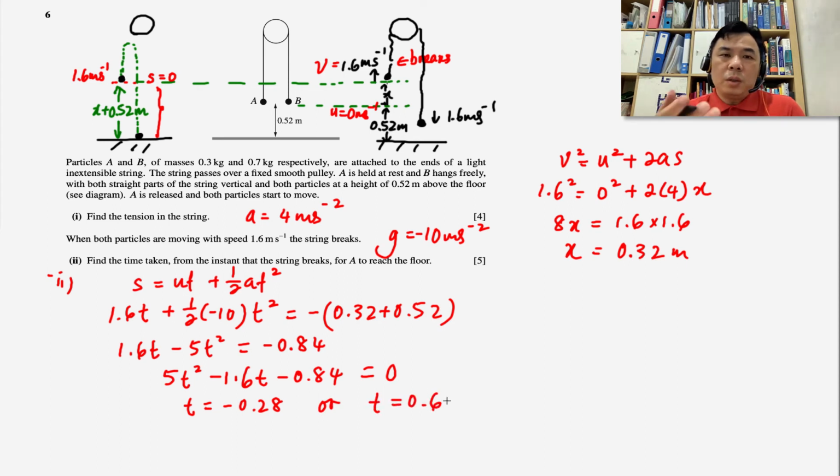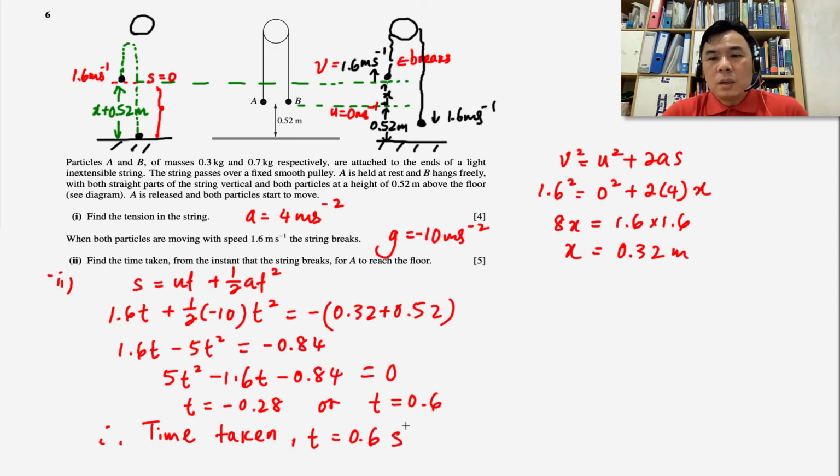Now, of course, because time is positive, we will take the time as 0.6. Therefore, the time taken from the instant the string breaks until it reaches the ground or the floor again is 0.6 second. All right, so I'm going to pause here. I hope that is clear. You can check and cross-check your own methods there. I'm going to move on to the next one shortly.